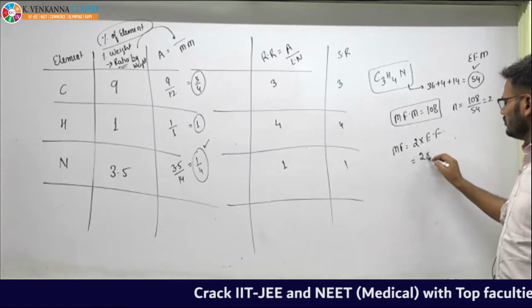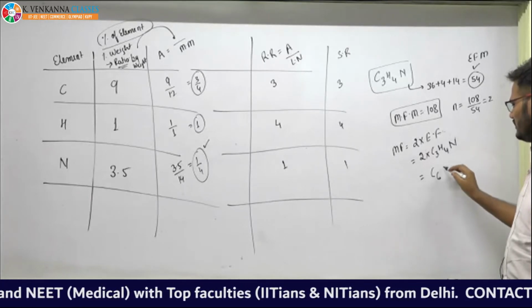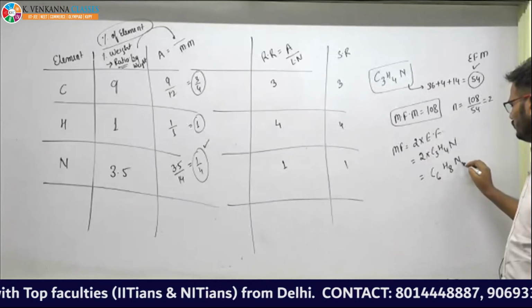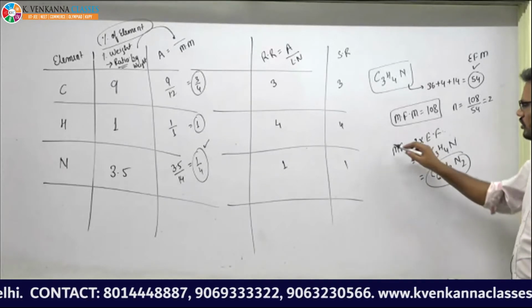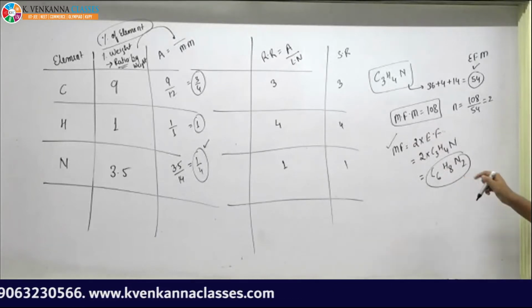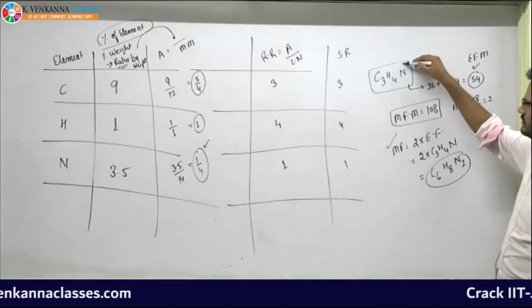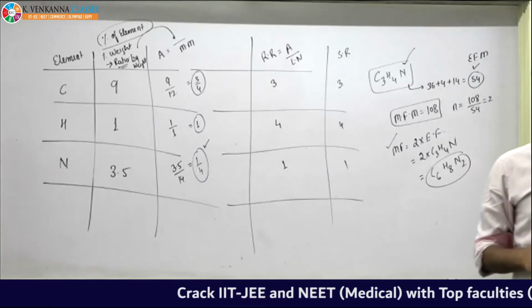So 2 into C3H4N. The final answer will be C6H8N2. If they want you to give the answer as molecular formula, you have to give this. If they expect you to give the empirical formula, then write that. According to the problem, according to the question, you will give your answer.